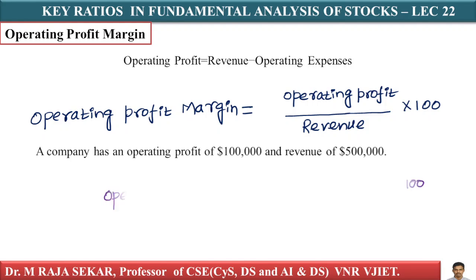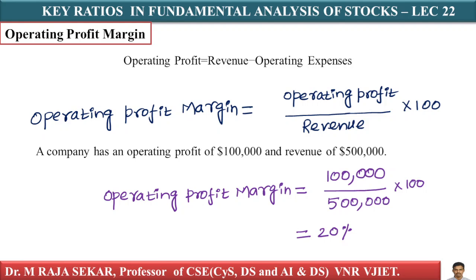Let us take one simple example. In this example, we are assuming operating profit is 1 lakh dollars, and revenue I'm assuming $5 lakh. It is 20%. Anybody can understand this. This is about operating profit margin, isn't it?